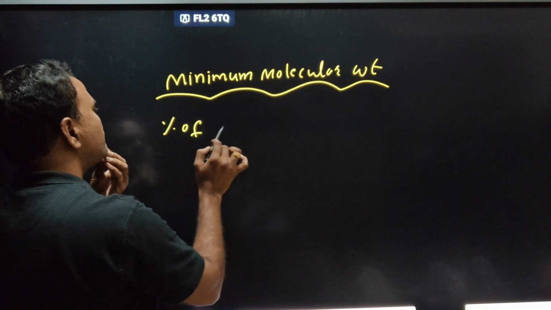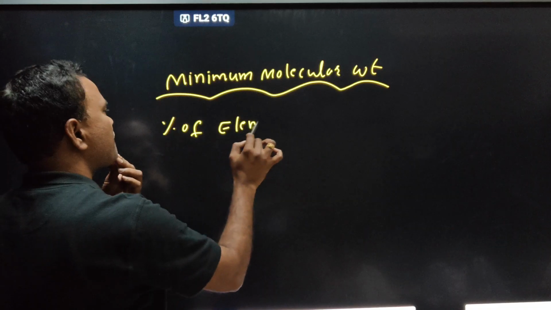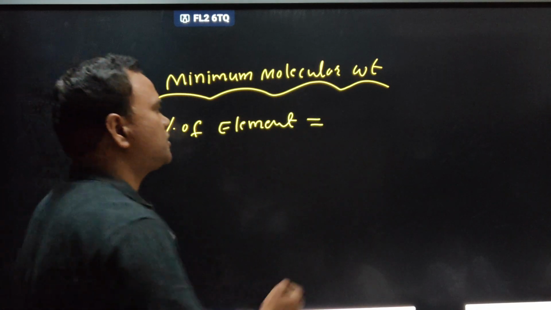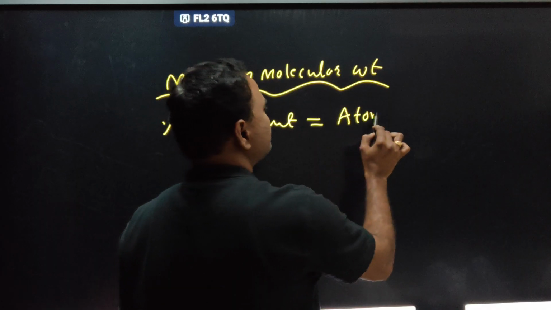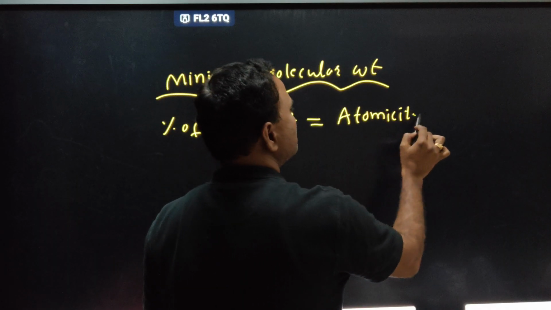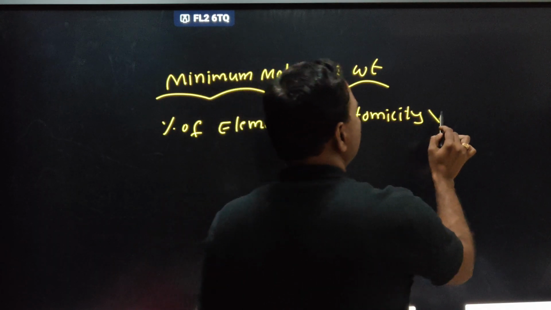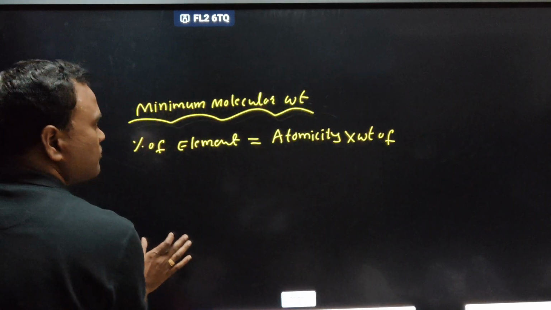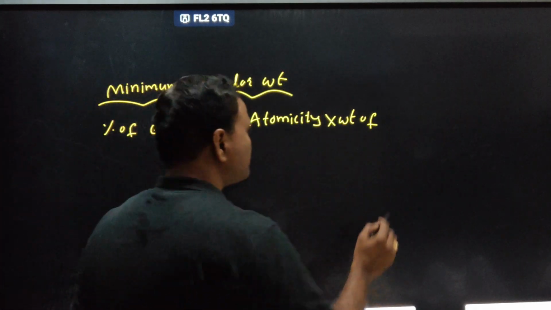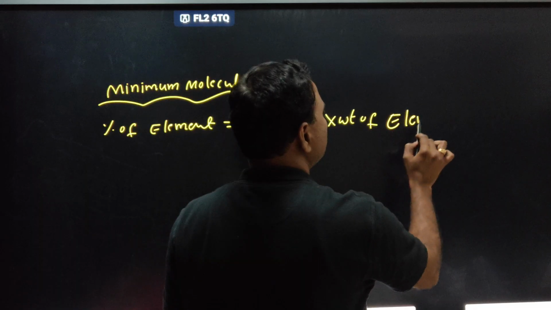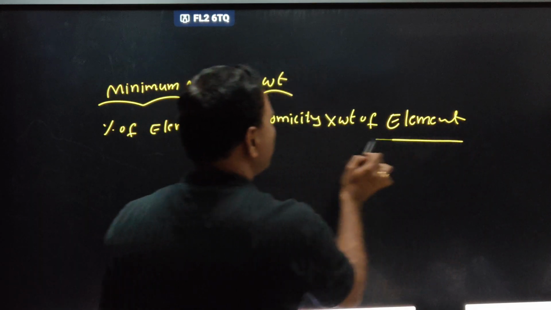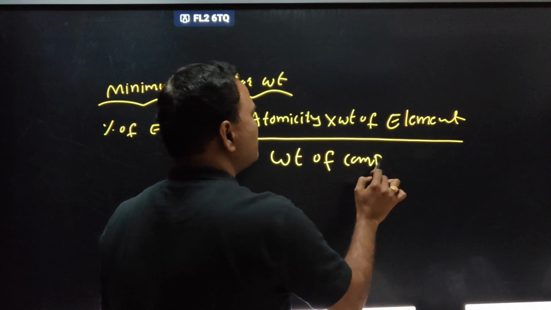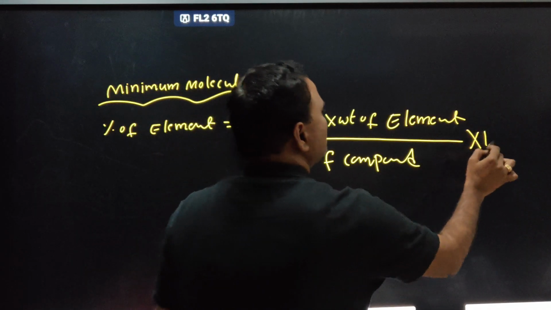Percentage of element is equal to atomicity into weight of element by weight of compound into 100. This is the general relation only.